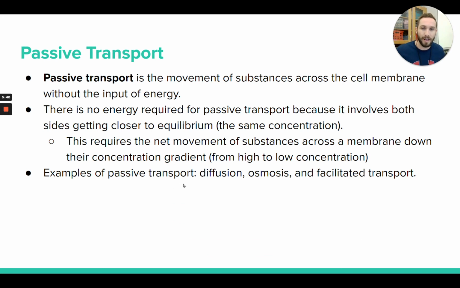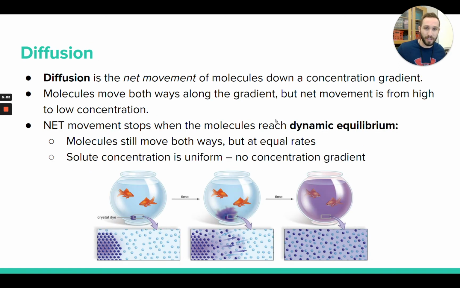And so there's three specific forms of passive transport, or examples of passive transports. There's diffusion, osmosis, and what we call facilitated transport, or sometimes facilitated diffusion. These three examples are all accomplishing what I just said. They're getting both sides closer to equilibrium, and it doesn't require energy. And so let's start with diffusion.